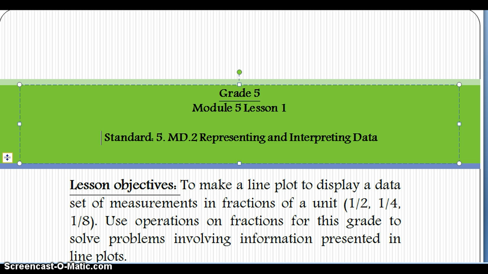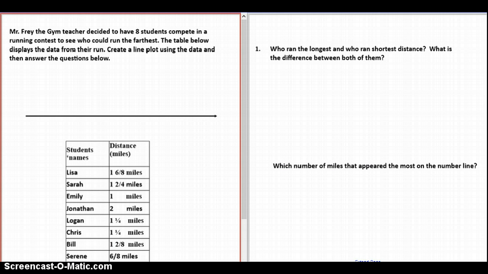So let's see this example together. Mr. Fry, the gym teacher, decided to have 8 students compete in a running contest to see who could run the farthest. The table below displays the data from their run. Create a line plot using the data and then answer the questions below. I have here the table that has all the students' names and the distance each student ran in miles.